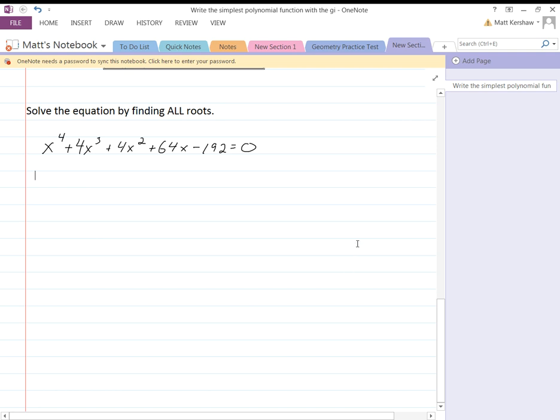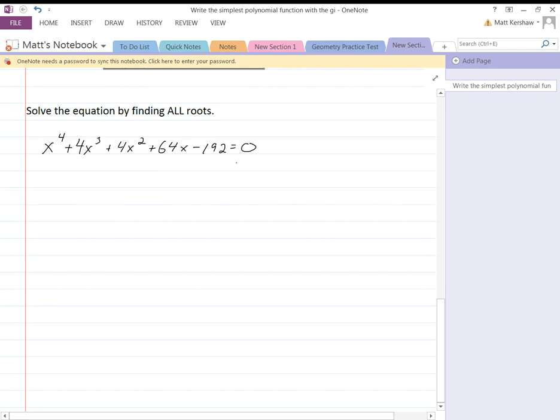All right, let's take a look at the next example. Now we're going to solve by finding all the roots. And so as we look at this, it has too many terms for me to do grouping. Can't factor it, no common term, no GCF. So this is where we would try our PQ.